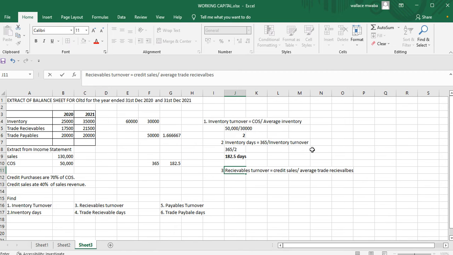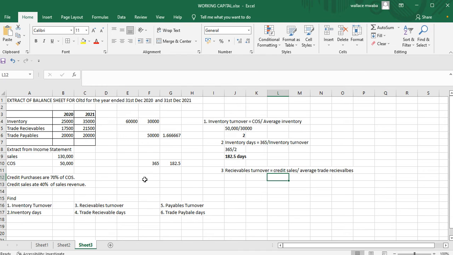All right, so we said credit sales are 40% of the sales revenue. So we're going to get 40%, which is 0.4, of 130,000. So 0.4 times 130,000, we get 52,000. So we say 52,000, which means that's credit sales.